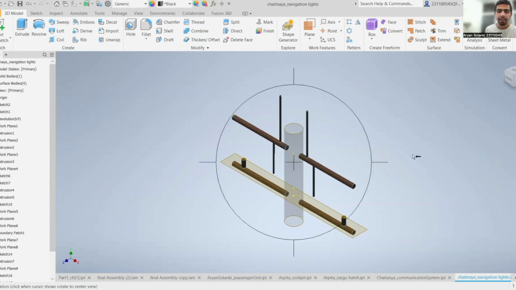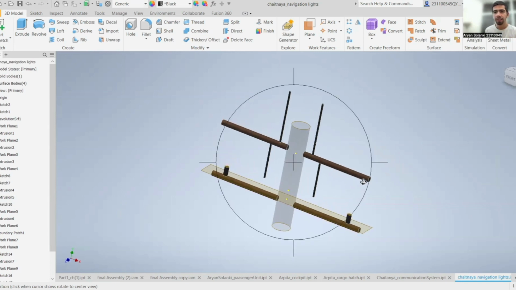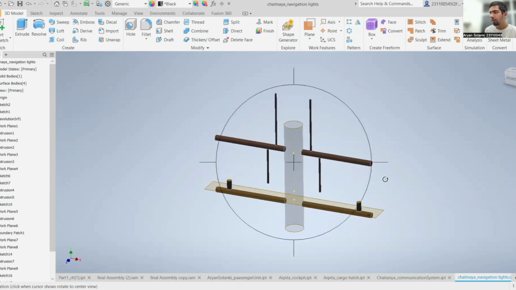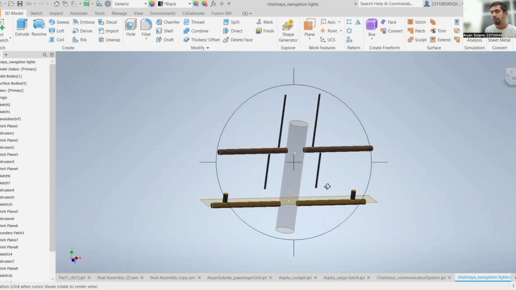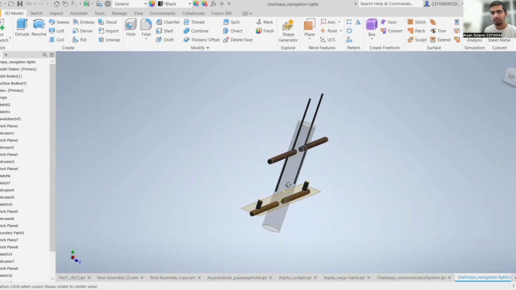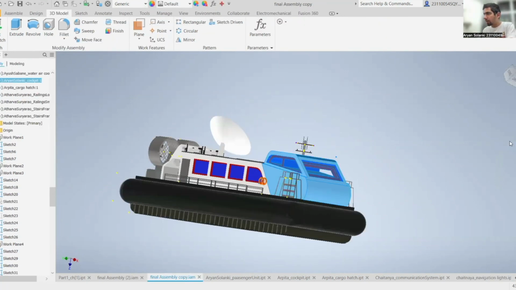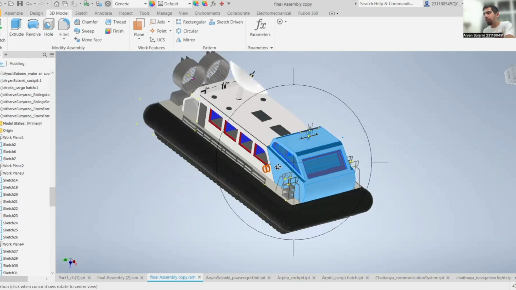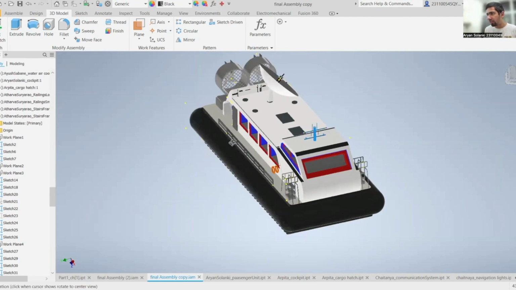This right here is the radar antenna. It is another part of the navigation equipment and has been modeled by Chaitanya, like the previous dish antenna. This again is integral for communication of the hovercraft with ports and other nearby seafaring vessels. Right here in the assembly, it can also be viewed that the navigation equipment is placed at the top of the hovercraft so as to ensure that it gets maximum coverage and range.